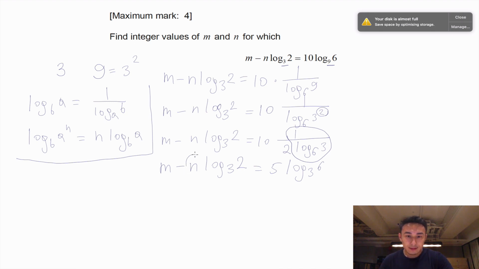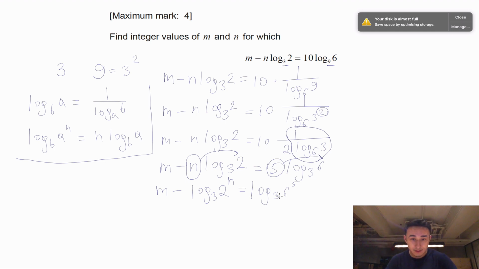Alright, now this n here will go to the power of 2. So the equation becomes m minus log of 2 to the power of n, and then the base is 3, is equal to, and this 5 goes to the power of 6. So it will be log of 6 to the power of 5, and the base is 3. Alright? Now the next step is we're taking this logarithm to the right hand side. So m is equal to basically this logarithm plus this logarithm.